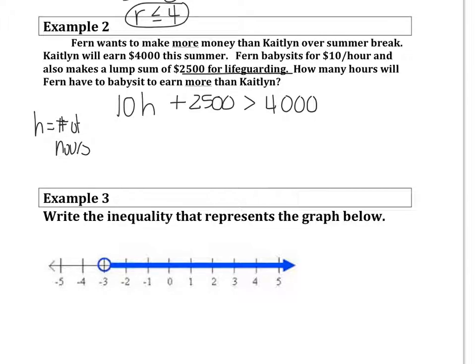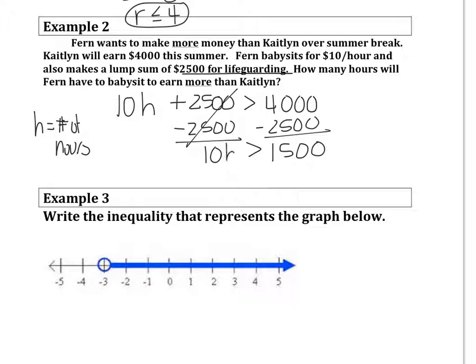First, I'm going to move the piece that's not touching our variable. That's usually easiest to do. So I'm going to subtract 2,500. 4,000 minus 2,500 is 1,500. And we still have 10H on the left. Lastly, I'm going to divide by 10. H is greater than 150 hours. We're going to label it because it's a word problem. She has to work more than 150 hours in order to earn more money than Caitlin.